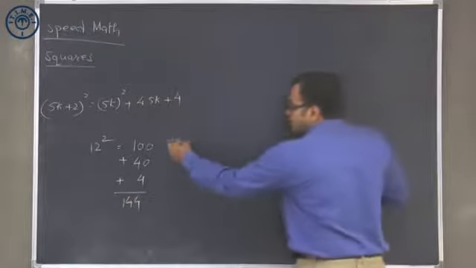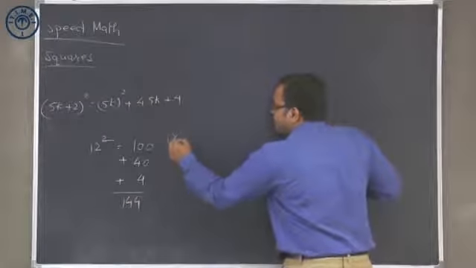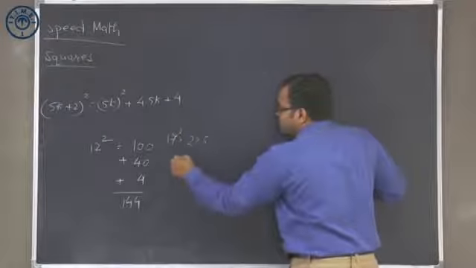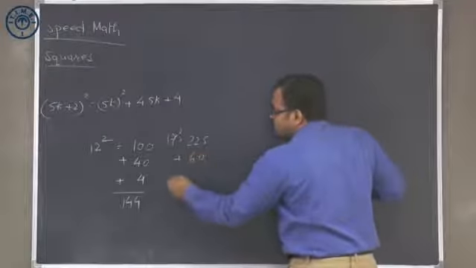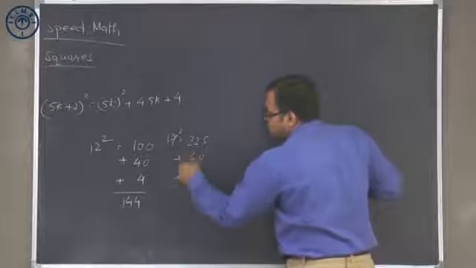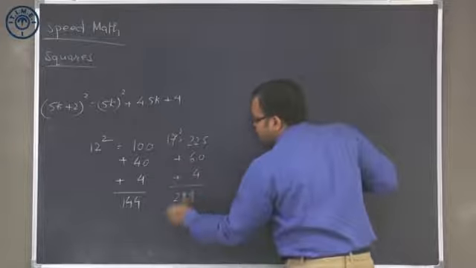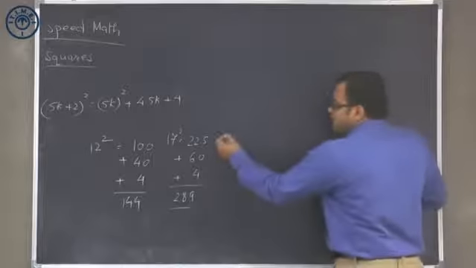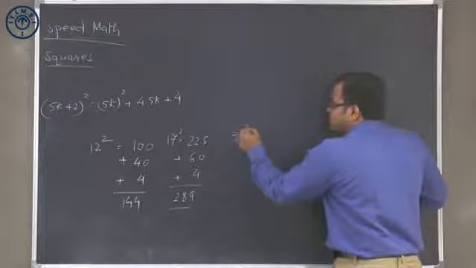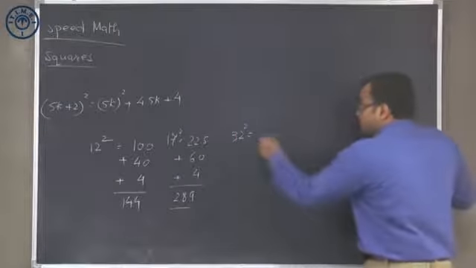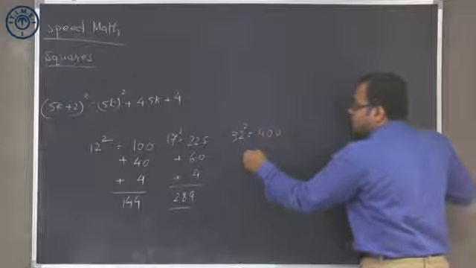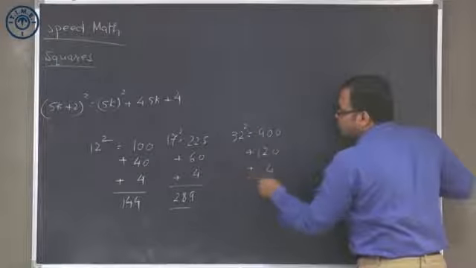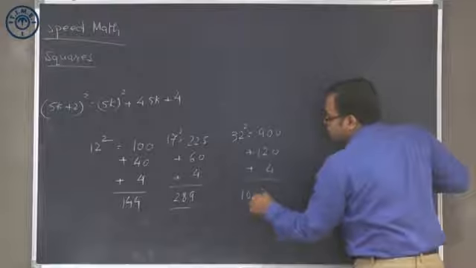Let's take a look at 17 square. 15 square is 225, plus 15 into 4 is 60, plus 4, so this is 289. Let's take a look at, let's say, 32 square. 30 square is 900, plus 30 into 4 is 120, plus 4, so this becomes 1024.